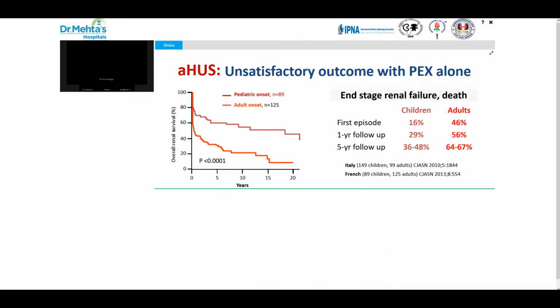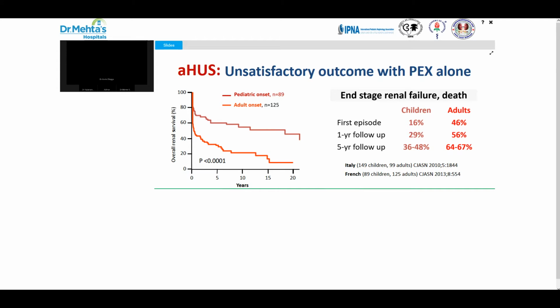Now, what is the therapy for atypical HUS? Till almost 10 years ago, standard therapy for atypical HUS has been the use of plasma exchanges. For us, even today, the prime therapy for atypical HUS would be the use of plasma exchanges.